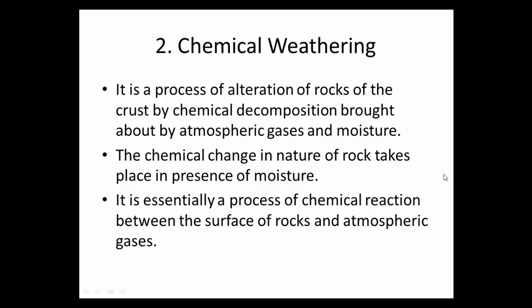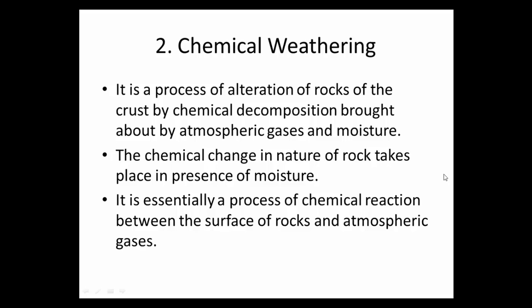As we know, rocks are made up of minerals, all of which are not in chemical equilibrium with the atmosphere around them. Chemical weathering is essentially a process of chemical reactions between the surface of rocks and the atmospheric gases in the direction of establishing a chemical equilibrium. The resultant product of chemical weathering has a different chemical composition and a poorer physical composition as compared to that of the parent rock.